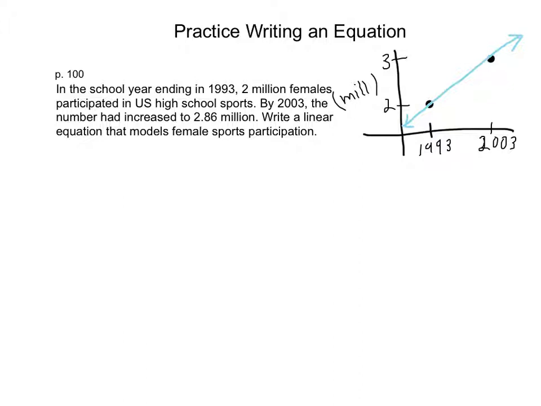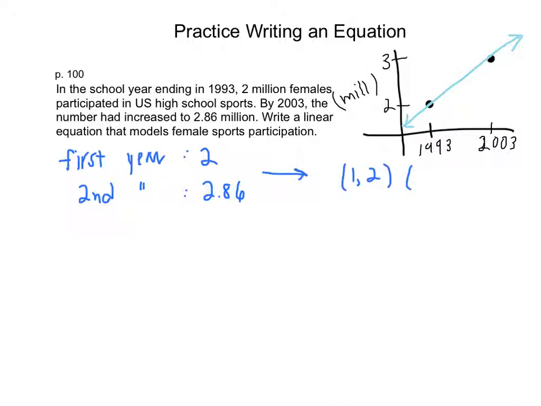We know that first school year, I'm just going to say first year even though it's 1993, we had 2 million. Second year, we had 2.86. Write a linear equation. Basically we can convert these to 2 points. We have 1, 2, and then 2, 2.86. These are really our x values and these are our y values, so we can put them into points. And now, since we know the point-slope form, we can plug it into that form.